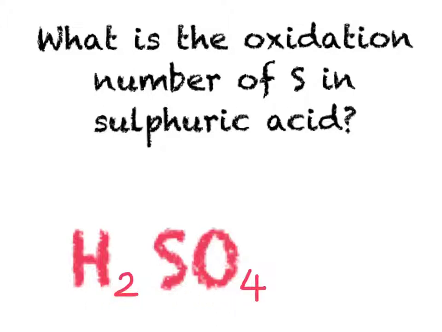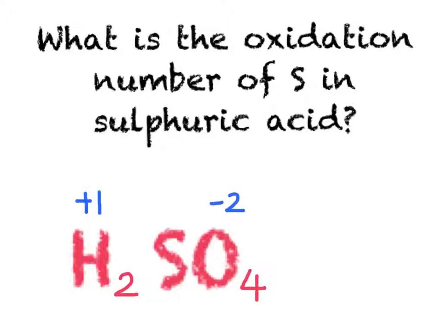So sulfur is not one of the elements that came up in any of our rules before, which means that sulfur will have a different oxidation number depending on what compound it's bonded in. So to find out what its oxidation number is in sulfuric acid, we're going to apply our other rules. Now we know a few things. Firstly, we know that hydrogen always has an oxidation number of +1. We also know that oxygen always has an oxidation number of -2.